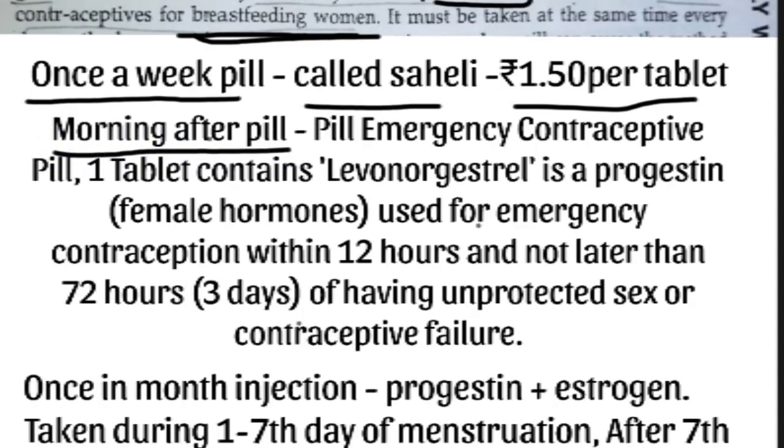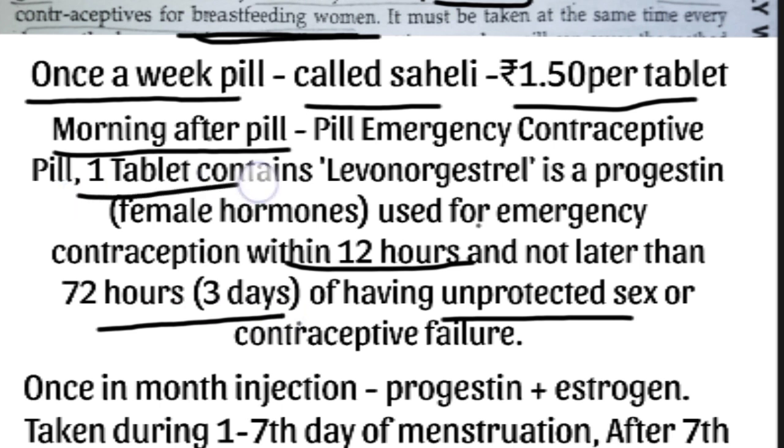Morning after pill: if a couple has had unprotected sexual activity, the next morning, or within 24 hours, or within 3 days, mainly not after 3 days, the woman should take a tablet which consists of only progesterone. After having unprotected sex, the next morning or within 24 hours, or generally within 3 days, the woman should take a tablet. So this tablet will stop the conception. The example for this tablet is levonorgestrel.